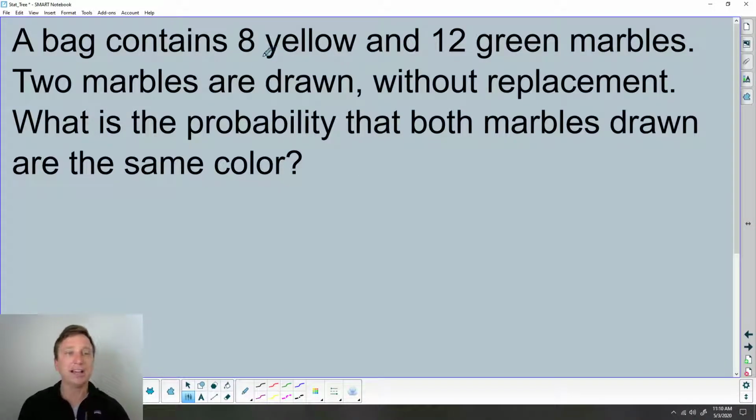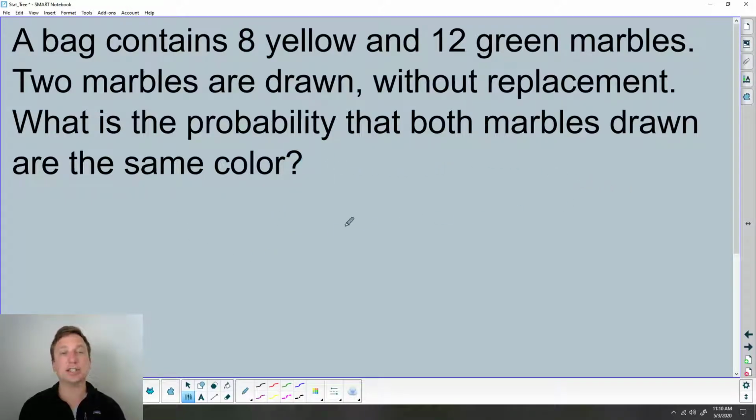So we have a bag. It contains 8 yellow and 12 green marbles. 2 marbles are drawn without replacement. Sometimes without replacement we'll say simultaneously or consecutively or something. It should be pretty clear how this is being worked and if they're being put back in or not. What's the probability that both marbles drawn are the same color?